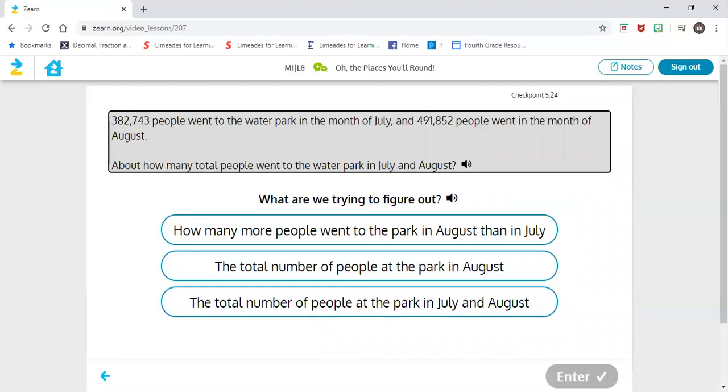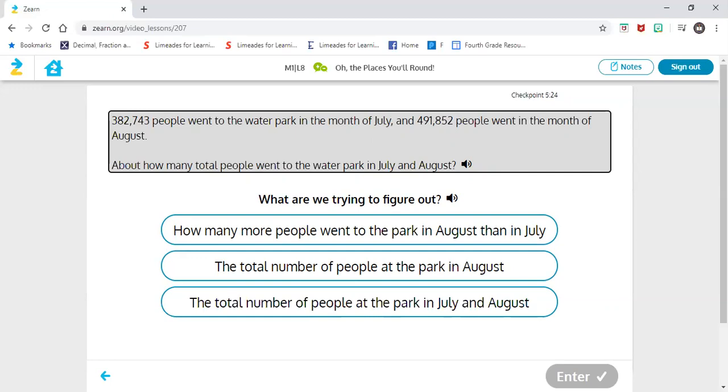So I'm going to read that again just so I can get an understanding of what they are asking me to do. So 382,743 people went to the water park in the month of July. Okay, so they're telling me how many people went in July. Then it says 491,852 people went in the month of August. Okay, so the second part is telling me about August.